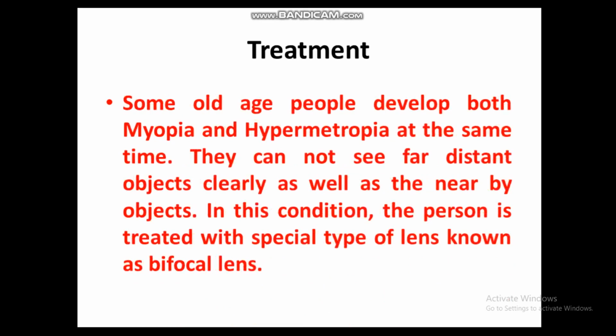So what is the treatment of presbyopia? The normal treatment is the same as that used in hypermetropia. But some old age people develop both myopia and hypermetropia at the same time, so they cannot see far objects clearly as well as nearby objects. In this condition, the person is treated with a special type of lens known as a bifocal lens. So what is a bifocal lens?